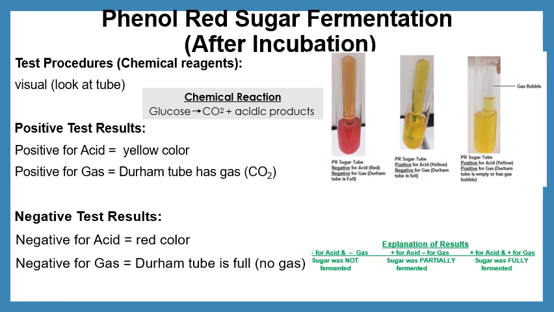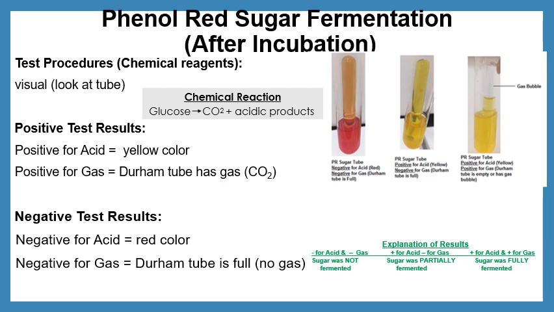However, there are 2 components to this test. The first is whether or not acid has been produced. We're going to look for the color, and if acid has been produced, we would see a yellow color. The second part of this test is to see if gas has been produced. If gas has been produced, the Durham tube, the inverted test tube on the inside, will not be full.